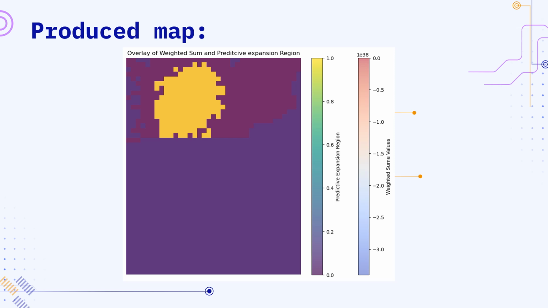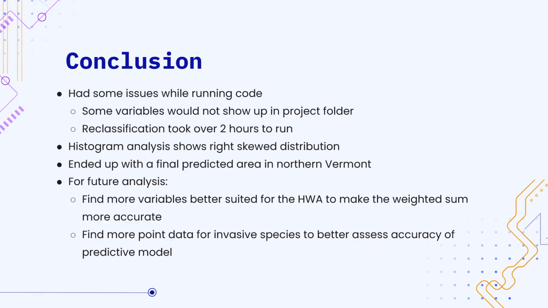So to wrap things up for our analysis, first, we had some issues while running our code. Some of our variables wouldn't show up in our project folder, like the roads, for example. And additionally, reclassification for our land use took over 2 hours to run. So for these two files, we got permission to run them in ArcGIS Pro and export them into our folder to use for our analysis.